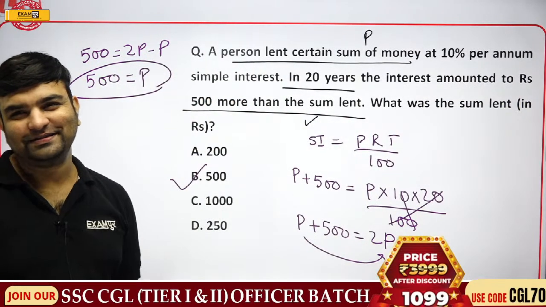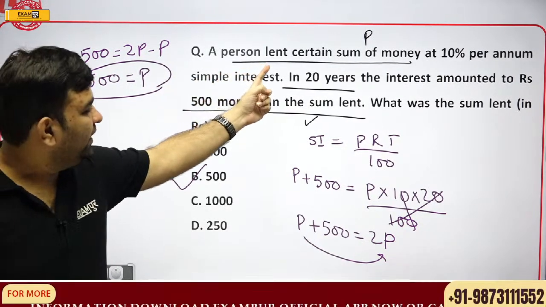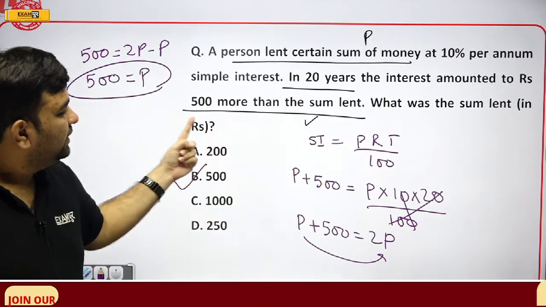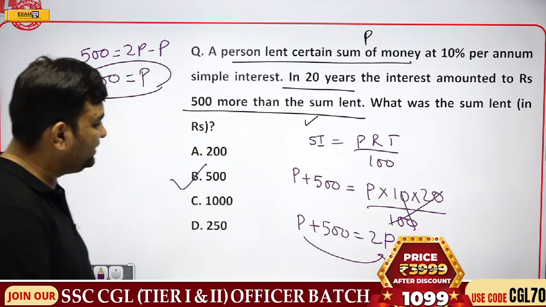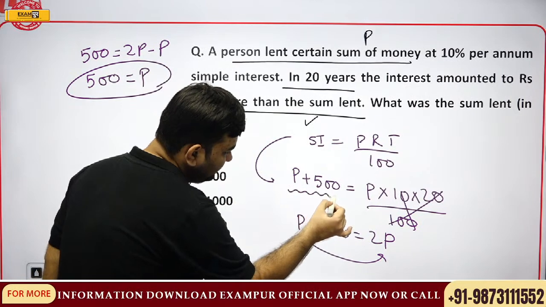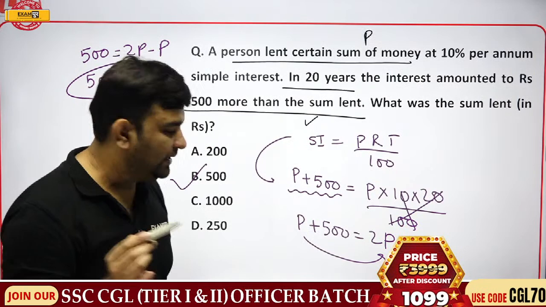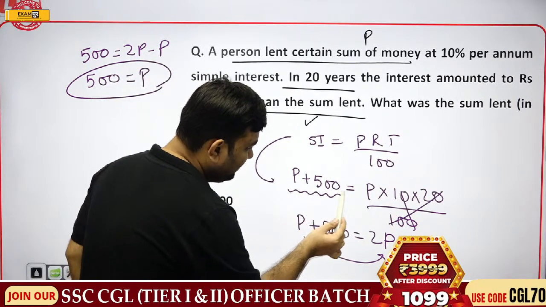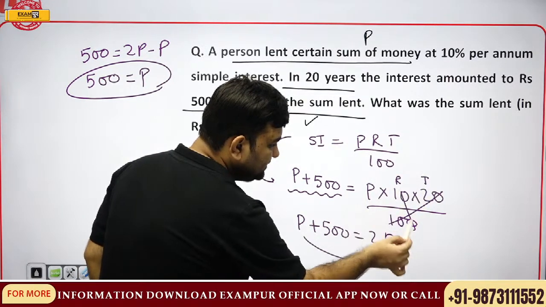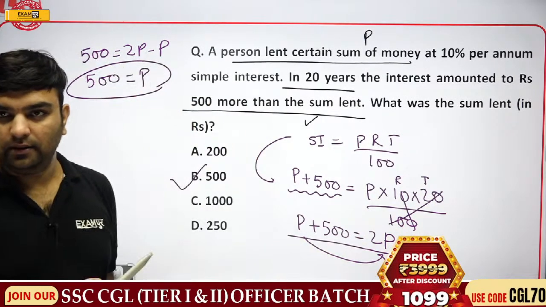A lot of you have given the wrong answers. A sum of money at 10% in 20 years, the interest will become 500 more than the sum. So interest is P plus 500. P plus 500 is equal to PRT over 100. Simplify. P plus 500 is equal to 2P.